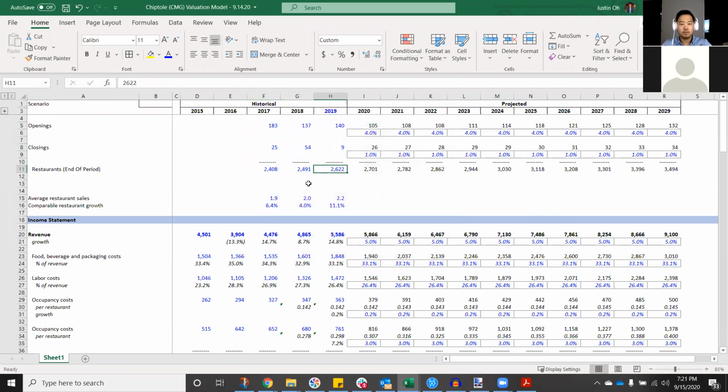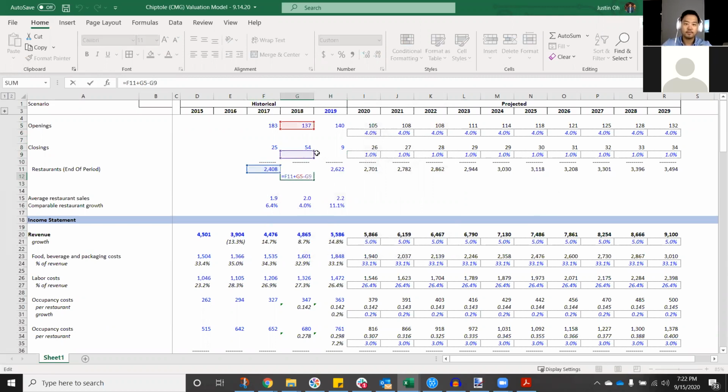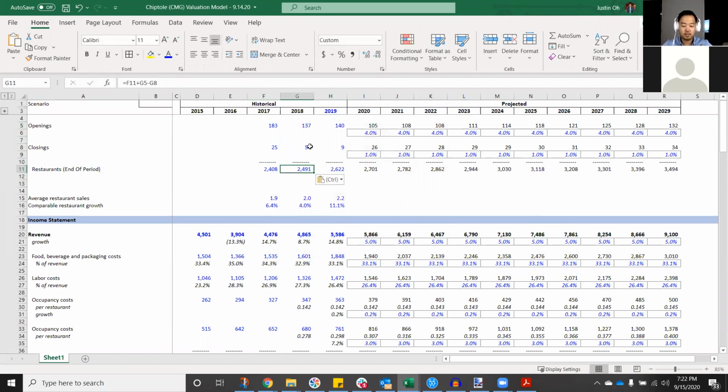So let me see if that foots. Equals this plus this minus this. Yep, it does foot. So when in doubt, make sure it foots first. And then now we can do that. Cool. So now we know how many openings and how many closings.